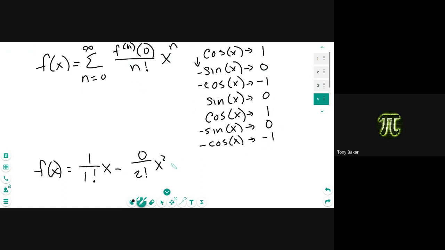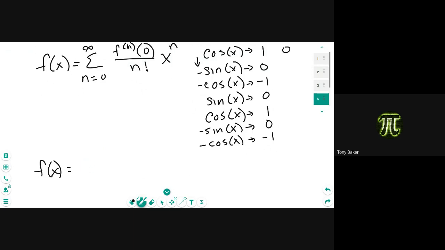And then minus 1 over 3 factorial x to the third. I'll screw that up. Hold on. I forgot cosine was my first. This is 0 derivatives.